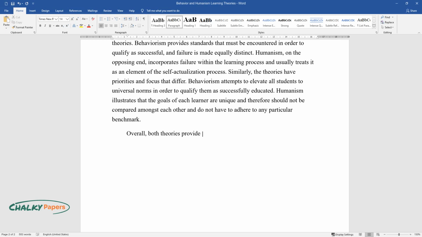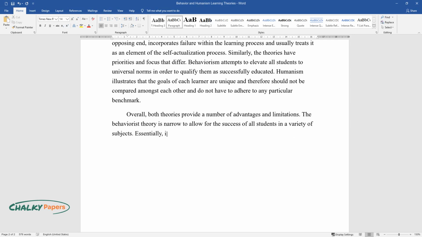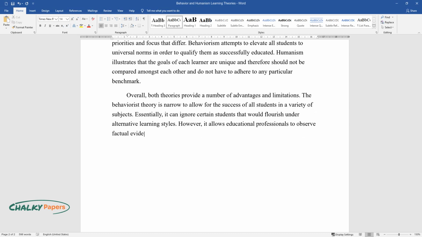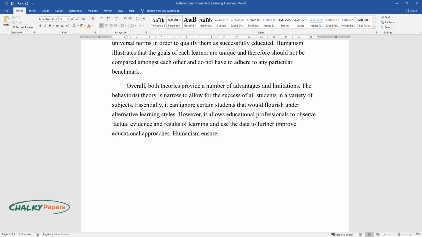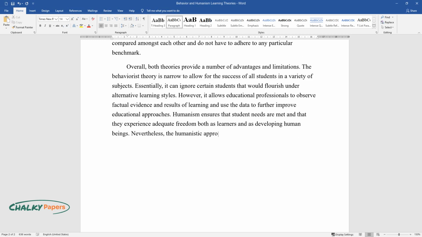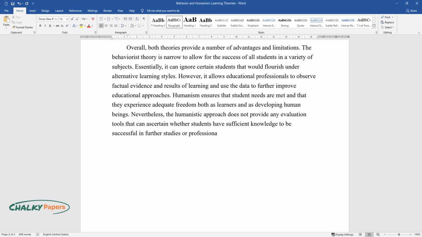Overall, both theories provide a number of advantages and limitations. The behaviorist theory is too narrow to allow for the success of all students in a variety of subjects. Essentially, it can ignore certain students that would flourish under alternative learning styles. However, it allows educational professionals to observe factual evidence and results of learning and use the data to further improve educational approaches. Humanism ensures that student needs are met and that they experience adequate freedom both as learners and as developing human beings. Nevertheless, the humanistic approach does not provide any evaluation tools that can ascertain whether students have sufficient knowledge to be successful in further studies or professional fields.